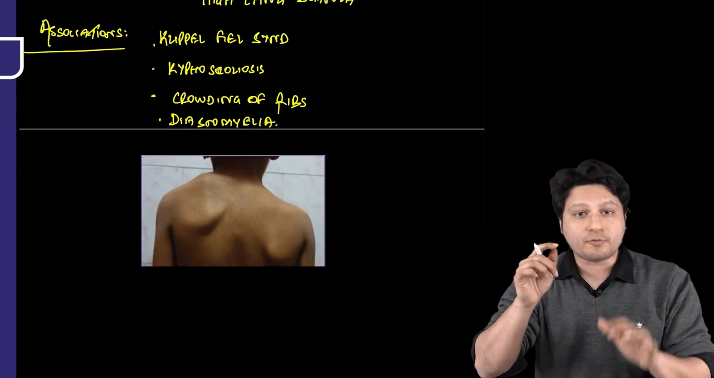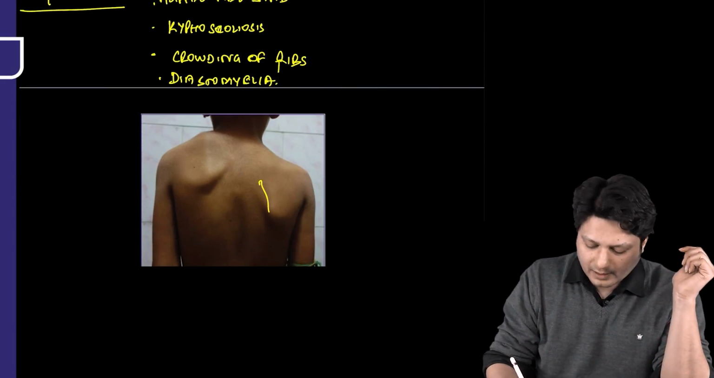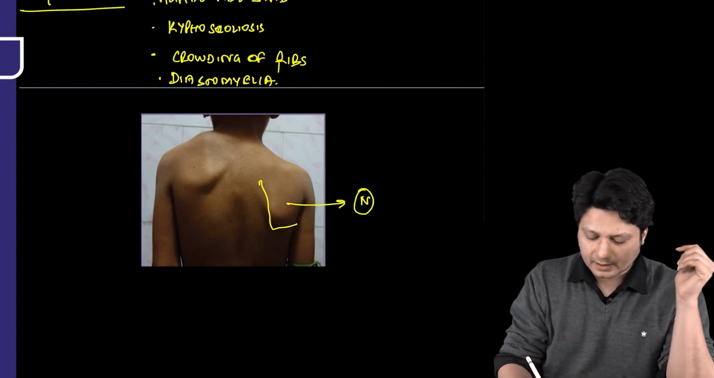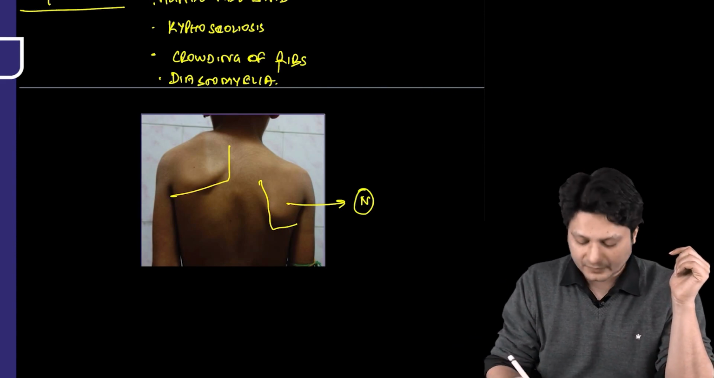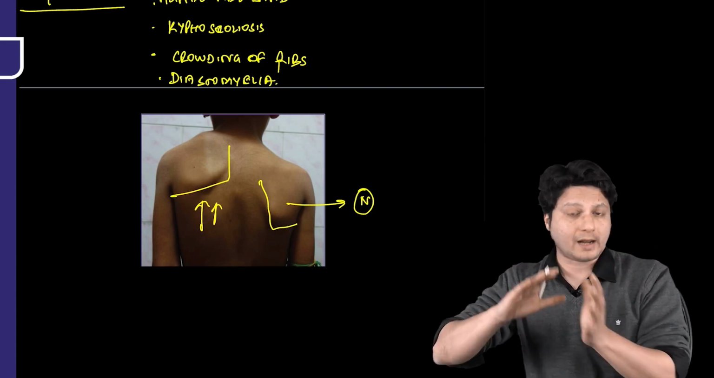Now, how will you identify a Sprengel shoulder on the given image? You see, this is the normal level of the scapulae. This is a normal level. But here what is happening? It is a high-lying scapula, that means it is present above the level of the normal scapula. This is how you will identify it.